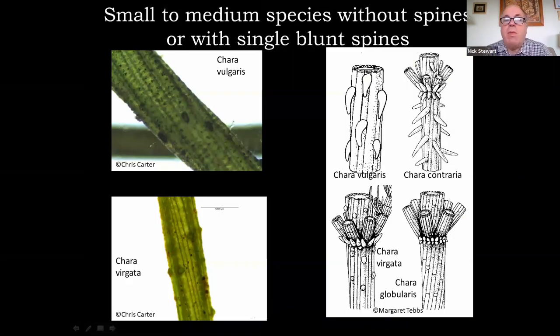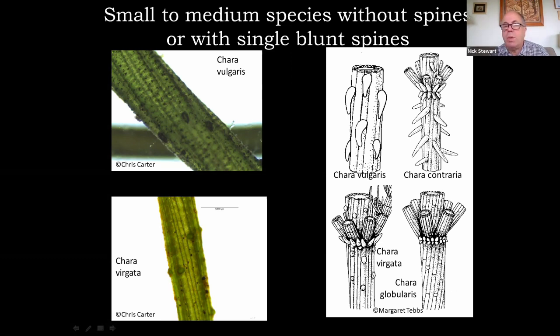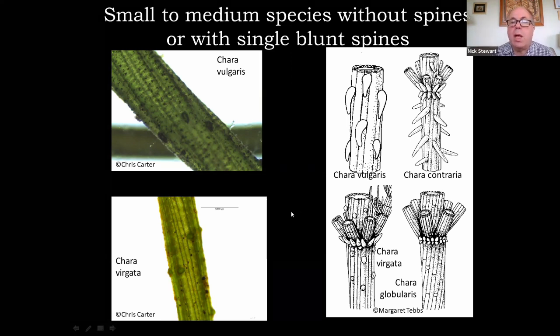And so we're left with the four species that have much less in the way of spines, or if they do, then they're blunt and single. And we've already run through these characters before. You're looking for whether the spines are in the furrows or on the ridges, or where they're hardly developed at all. And you're looking for the number of stripes on the stem, and you're looking at the stipulodes. But I've covered that already, so I won't go into a lot more detail on that.